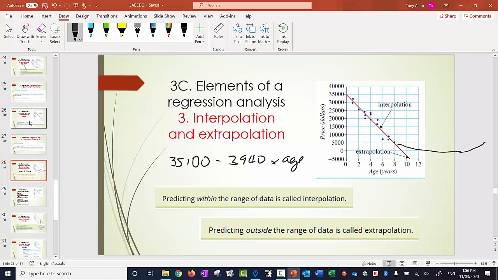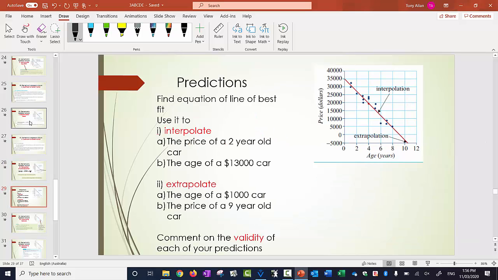Anyway, let's find out the actual value of this 6-year-old car. Let's do a 6-year-old car instead of the price of a 2-year-old car. So have you got that in your head, what you do? You do 35,100 minus 3940 times x. Get your ordinary calculators out, put in 35,100 minus, and then 3940 times 6 if you're doing a 6-year-old car, 2 if you're doing a 2-year-old car. And tell me what the answer is. So x is 2 or 6, depending on what you're doing.